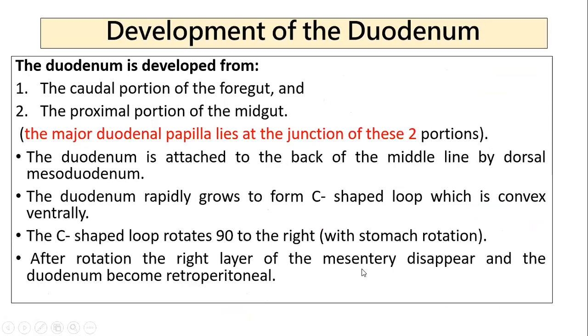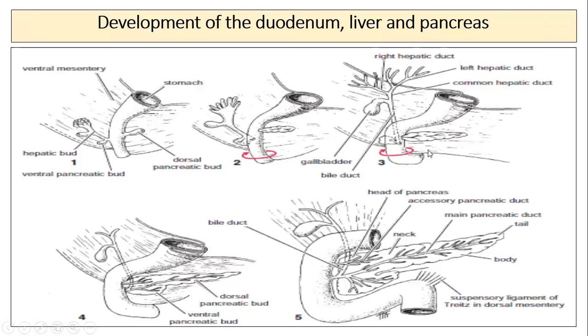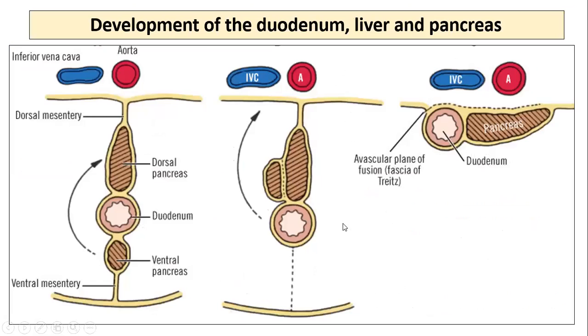After rotation, the right layer of the mesentery disappears and the duodenum becomes retroperitoneal. After its rotation, the mesentery present for the duodenum disappears. Retroperitoneal means behind the peritoneum. So initially it will have a mesentery during development, but with rotation it totally disappears, and now it becomes retroperitoneal. Here is the development of the duodenum.